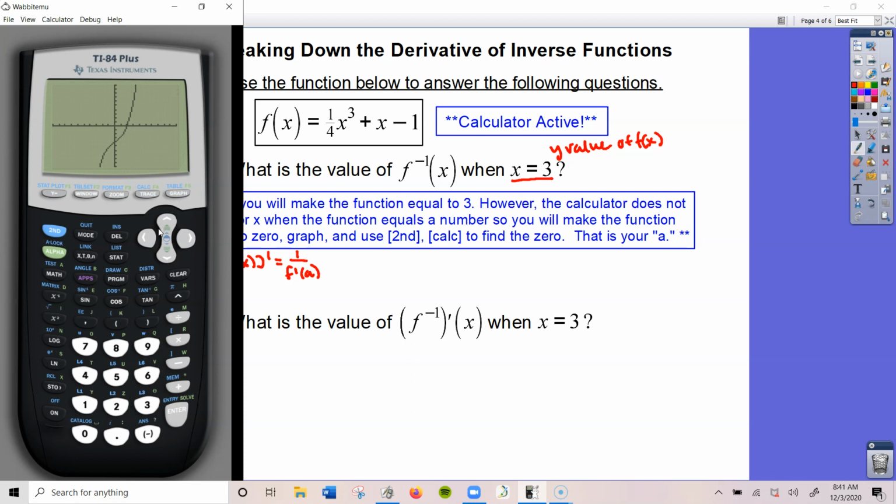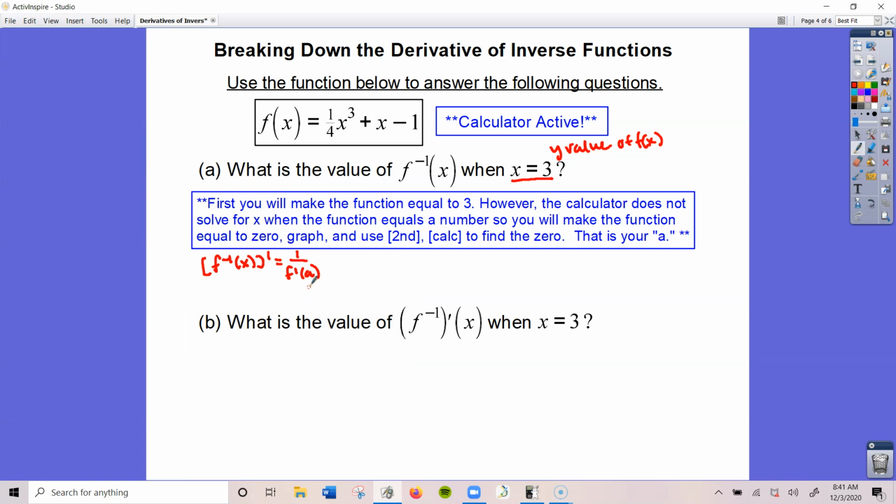Now, in order to figure out what the x value is, since I set my equation equal to 0, I'm looking for the x-intercept, which is the 0. So I'm going to go to second calc, and I'm going to click on option 2 for 0. It's going to ask me for the left bound and the right bound, and I get that x is equal to 2. And remember the x value of the function, that is my a. So a equals 2. So I'm going to now find the derivative.